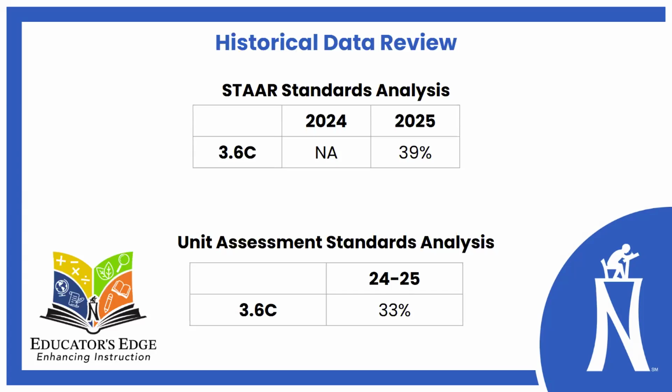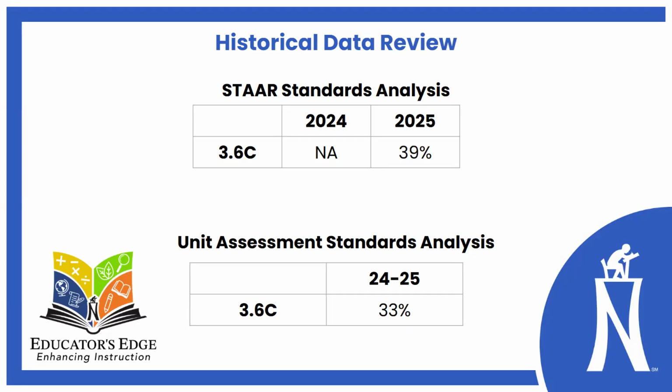We are going to jump in by looking at historical data. 3.6c is one of a few third grade TEKs that are actually assessed on the STAAR. I only had Northside data for 24 and 25, and in 2024 that TEK was not assessed, but it is historically assessed. I believe before that it was assessed in 2022. But you can see last year in 2025, we had 39% of our district's students pass this TEK.